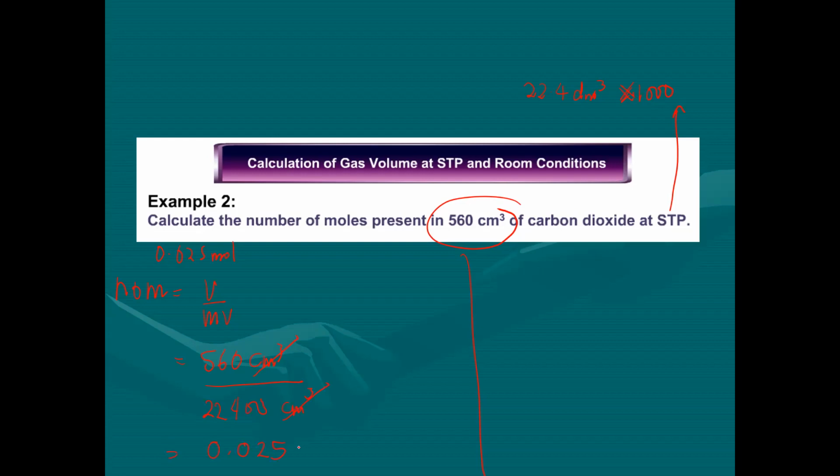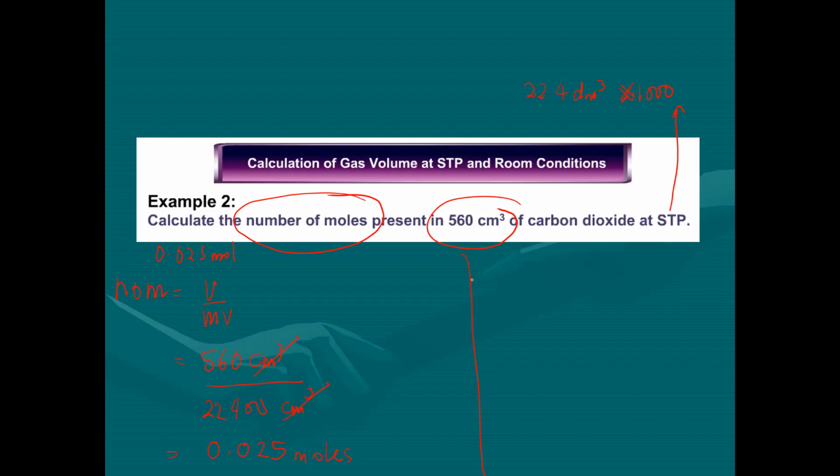Gram mole. Wrong. Is it gram mole -1? Why gram mole? Look at the question. It's just moles. 0.025 mole, just moles. Yes, 0.025 moles is correct. This one is correct because I didn't change the centimeter cube.